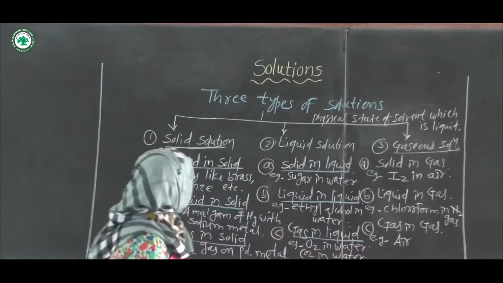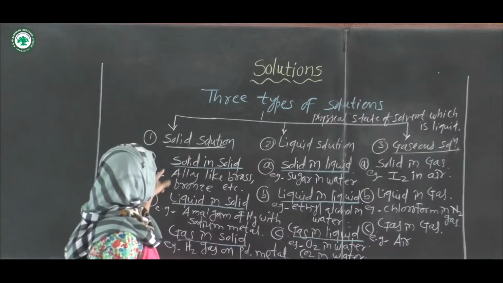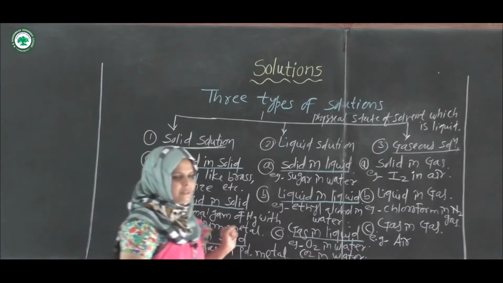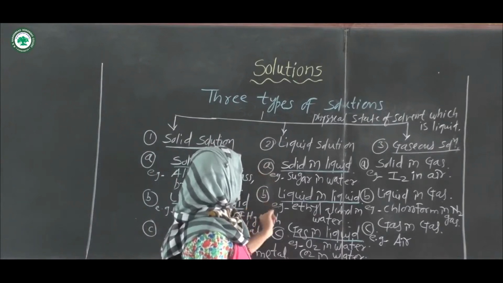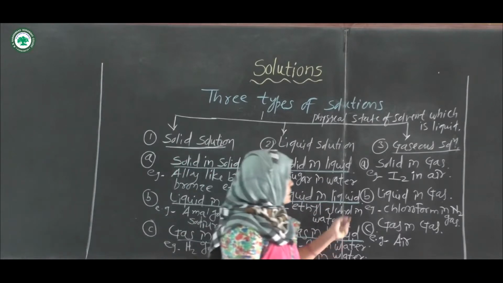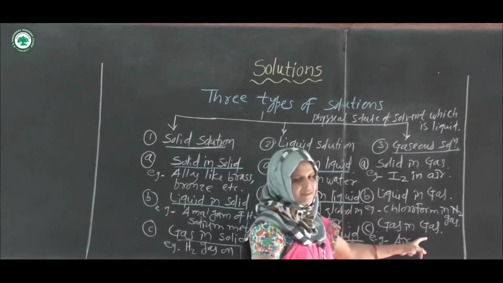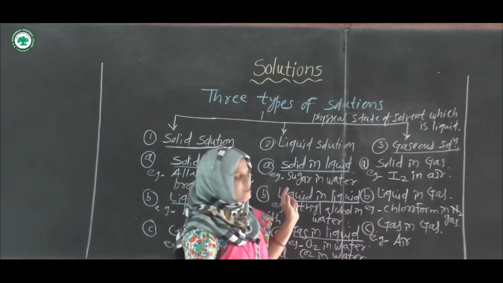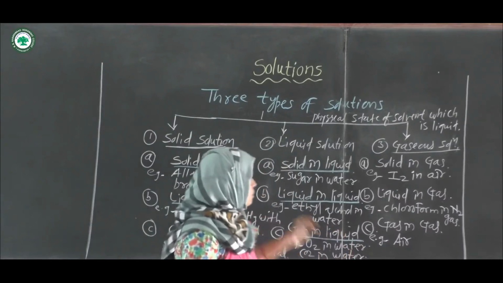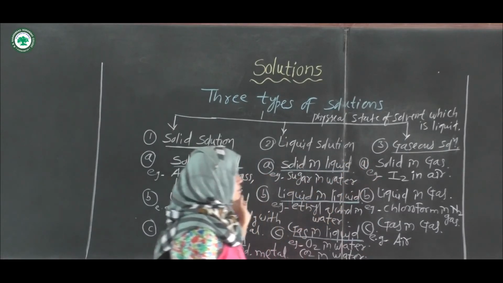Okay, further we see here three types of solution. Solid solution has three types: solid in solid, liquid in solid, gas in solid. Liquid solutions are further three types: solid in liquid, liquid in liquid, gas in liquid. And gaseous solutions are further three types: solid in gas, liquid in gas, gas in gas. These three types of solutions combine together to form 9 types of solution. How many types? 3 plus 3, 6 plus 3, 9 types of solution. Okay.